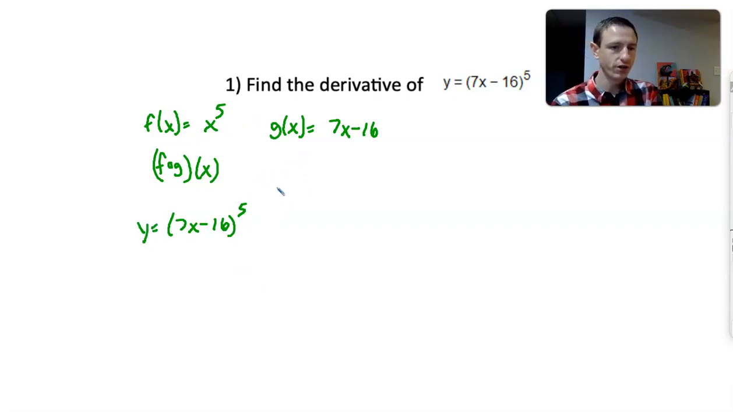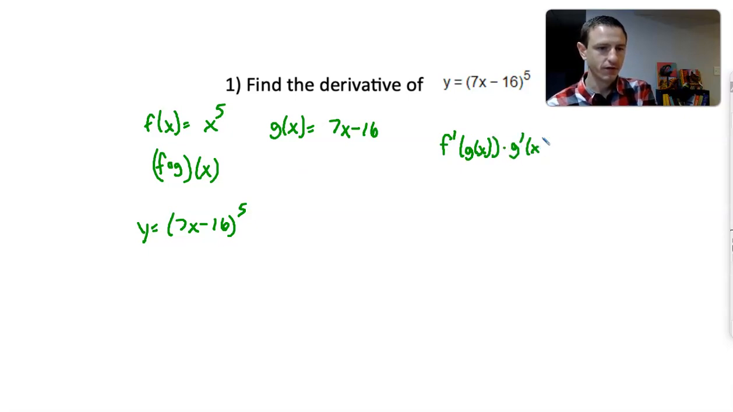So to use the chain rule, it is f prime of g of x times g prime of x. So we take the derivative of the whole function. We want to think of it as just like x to the fifth, take the derivative of that, multiplied by the derivative of the inside.